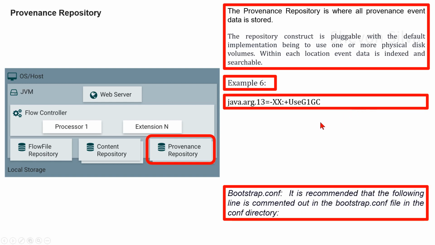Now we are focusing on bootstrap.conf. It is recommended that this line is commented out in the bootstrap.conf file in the conf directory. While better performance is achieved with the G1 garbage collector, Java 8 bugs may surface more frequently in the write-ahead configuration. It is recommended that the following line is commented out in the bootstrap.conf file in the conf directory.